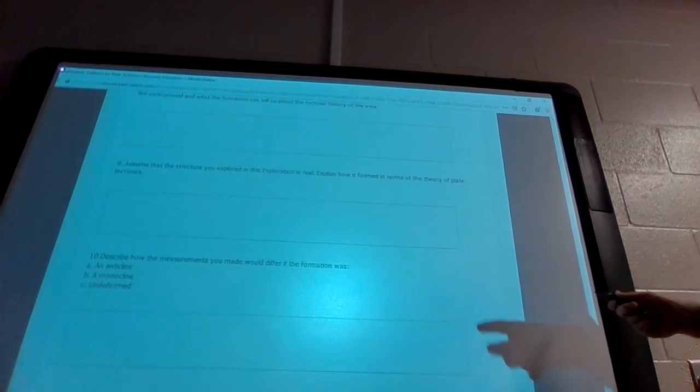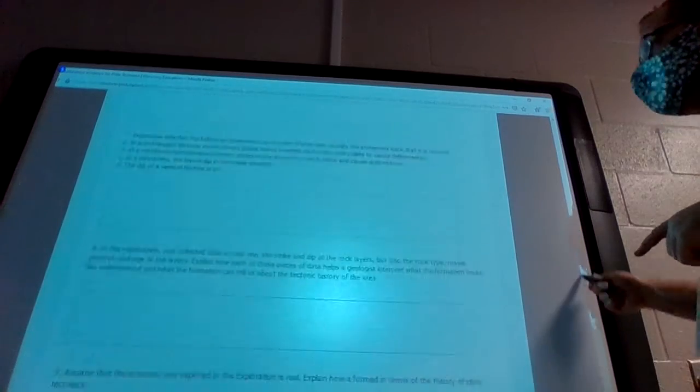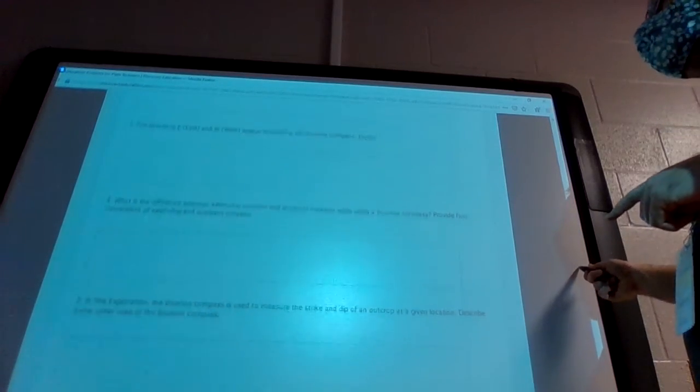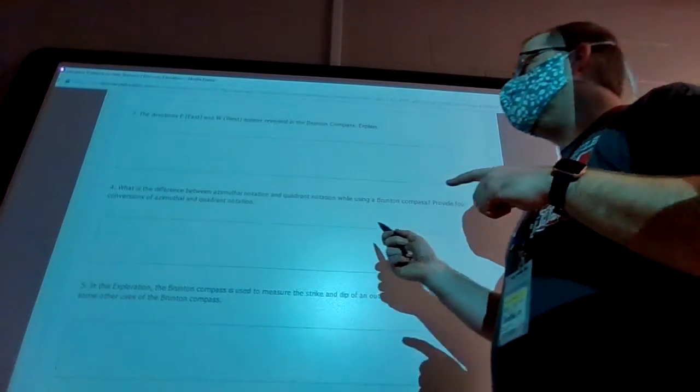Number 4, hold on a second. I'll get to you next. Number 4. What is the difference between azimuthal notation and quadrant notation? Azimuthal is all the way around in one group, 0 to 360 degrees. The quadrant notation has it split up into northeast, northwest, southeast, southwest, and they're 90 degrees.